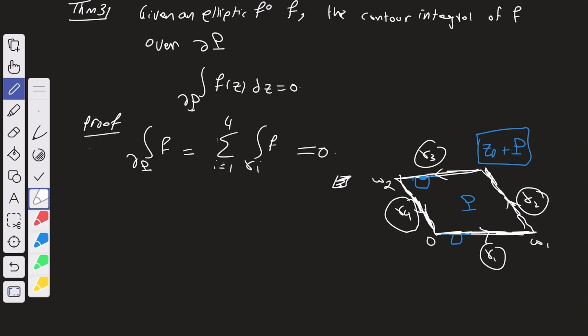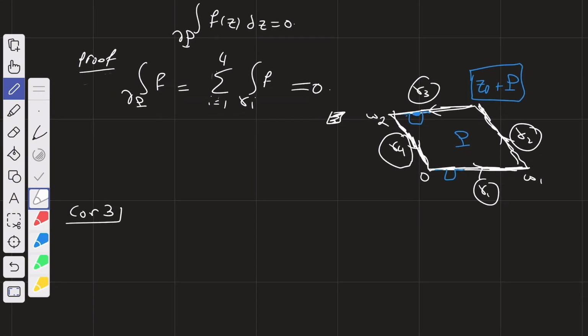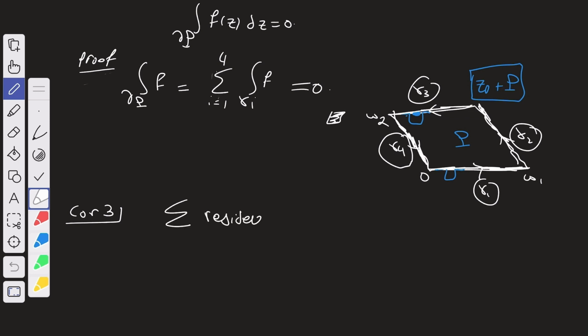So here's theorem 4, or let me call it a corollary to theorem 3, and it just says that the sum of residues of an elliptic function is 0. And why is that? Again, the proof is one line.